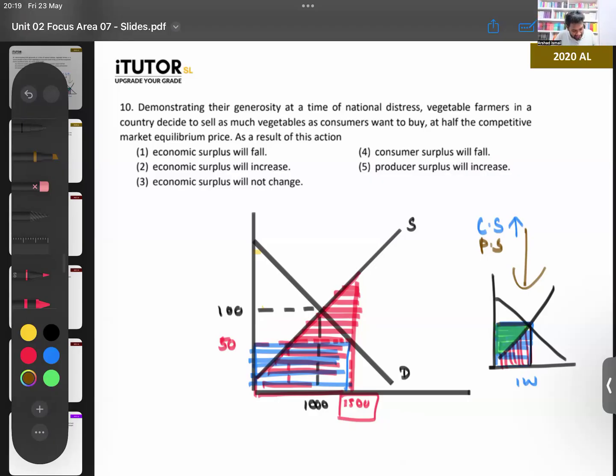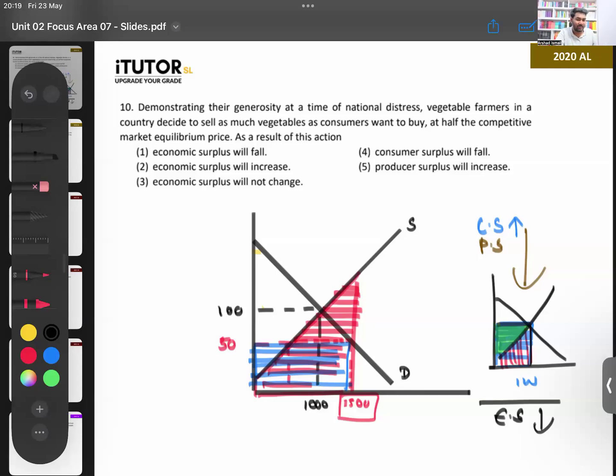Okay. So if that is the case, what do you think would have happened to economic surplus? Consumer surplus increased a little. Producer surplus fell a lot. Both of those together are what you call economic surplus. What do you think would have happened to economic surplus? Economic surplus would have come down. And that is the logic behind this question.